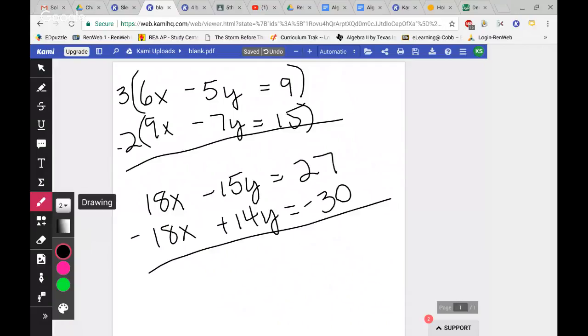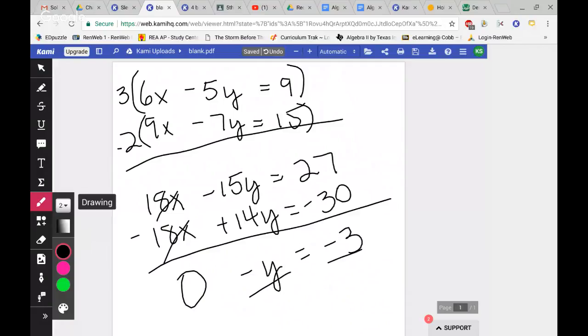So now what I did by multiplying the top by a positive and the bottom by a negative, I created a situation where there's opposites. So now all I have to do is add. So 18 plus a negative 18 gives me a 0. Negative 15 plus a positive 14 is going to give me a negative y equals, and then 27 plus a negative 30 is going to give me a negative 3.